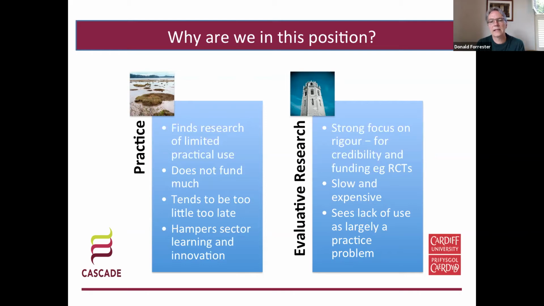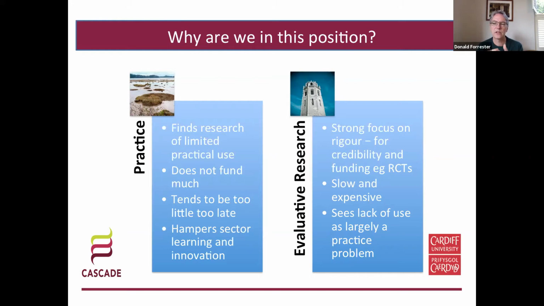On the right, we have us academics in our ivory towers. And evaluative research has a strong focus on rigor. So for eligibility and funding, you need to do really strong studies. So things like randomized controlled trials, you're probably more likely to get funding for. This process is incredibly slow and very expensive. So if I start developing a bid now, I'll be lucky to hear in a year whether or not it gets funded. Roughly 90% of bids do not get funded.